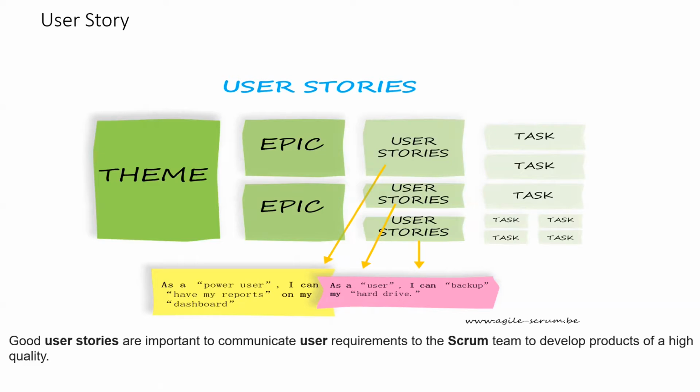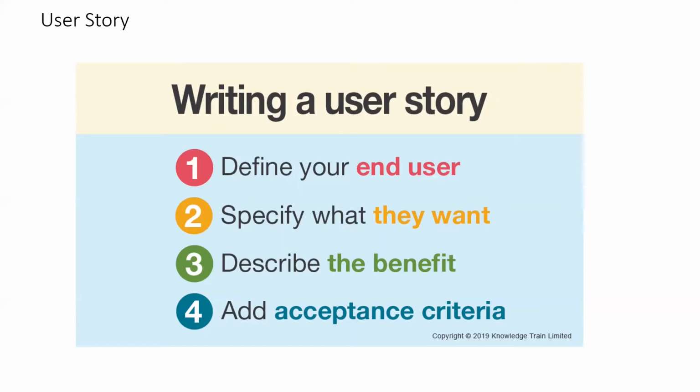These user stories are the heart of the development because they give us the user requirements, which help the development team to develop high quality products. These user stories are further divided into tasks. There are four important parts of any user story. Who is the end user? What do they want? What are the expected benefits? And what is the acceptance criteria?